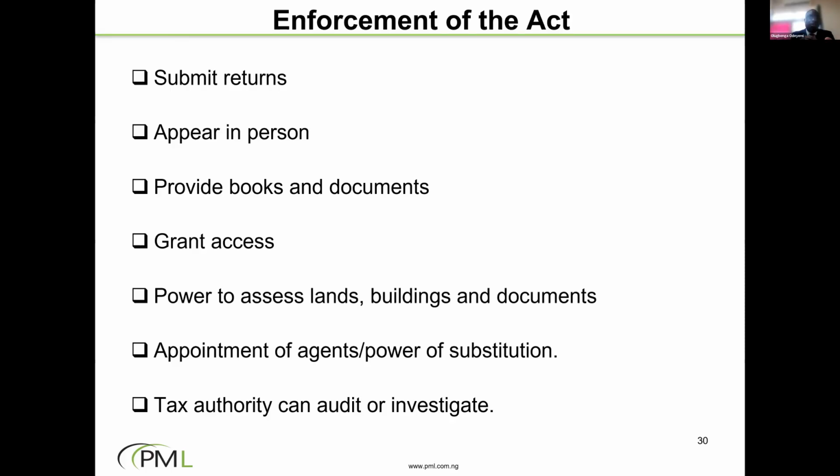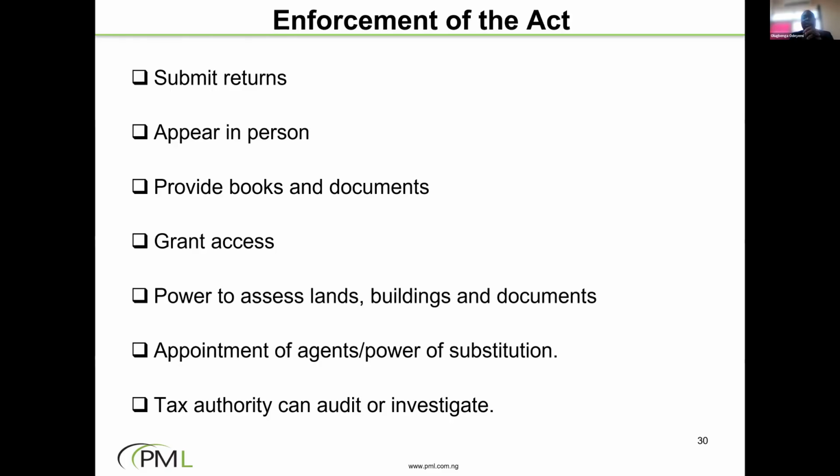So you can still go to the relevant tax office, fill the relevant documentation, and date your returns. And you are required to provide books and documents. Now, this requirement has always been in the law, but people do not really take bookkeeping as very important. This time, we really need to keep our books properly. It's very important because you're going to provide those books and documents to back up what you have submitted as your return.